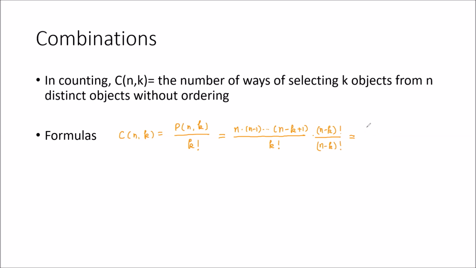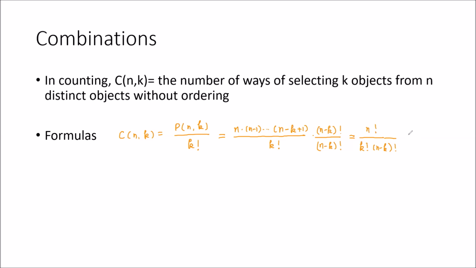So the numerator now becomes n factorial. Okay, there's no gap in terms of the product. So it's n factorial, and then you have k factorial, and then you have n minus k factorial on the denominator. So that is another formula. That's another formula for combination.